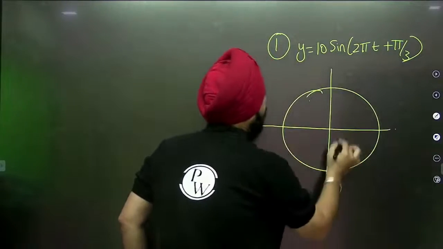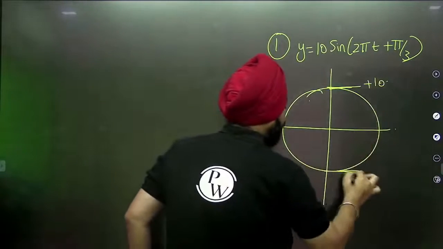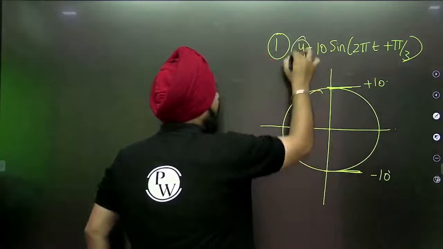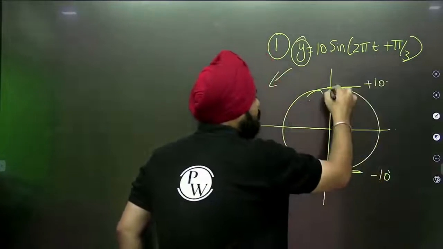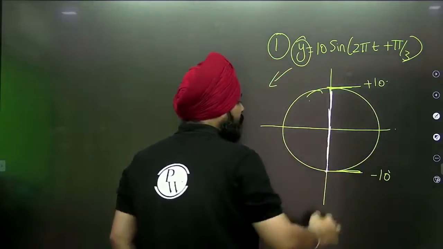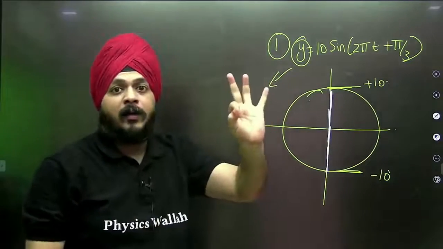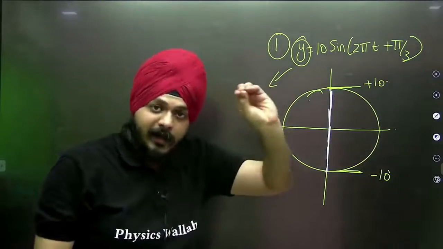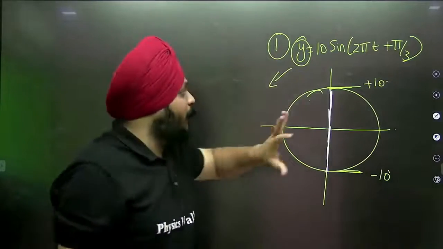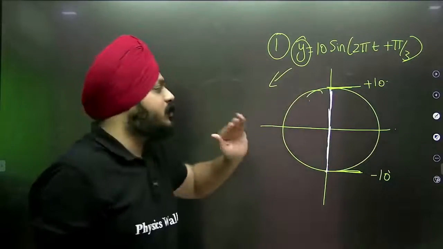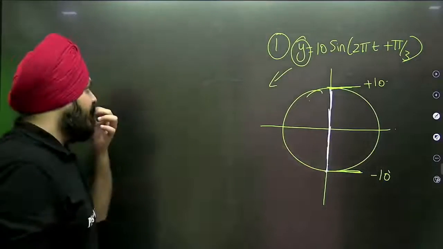Now if I want to draw the phasor for this, this is the phasor diagram. 10 is the amplitude, so this will be the value plus 10, and this will be the value minus 10. This is the y, which means the SHM is in the vertical direction. This will be the path of the SHM. Slowly we are going to calculate the velocity and the acceleration in a very rapid manner. I'm going to show you all the shortcuts, but first let's see some basic sums related to it, then we are going to see some shortcuts.